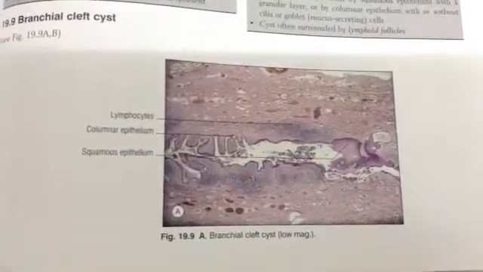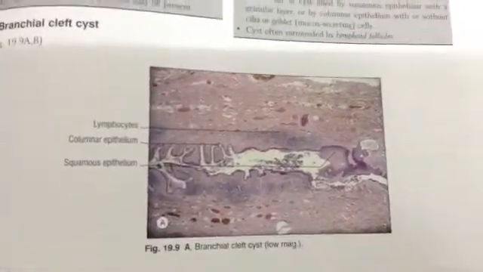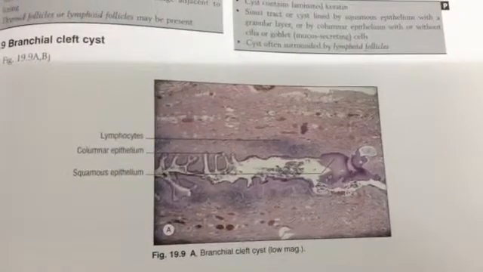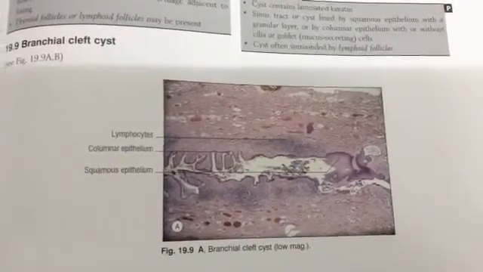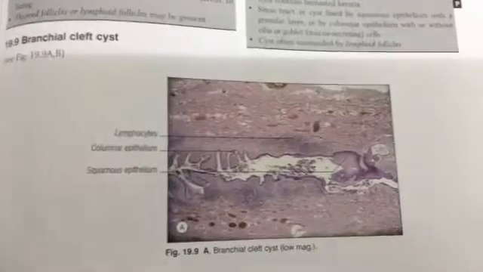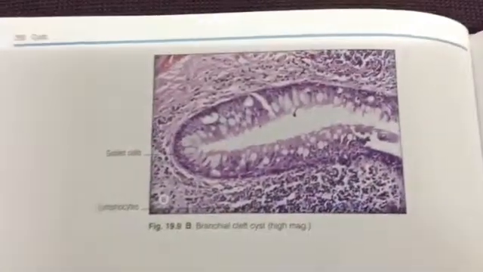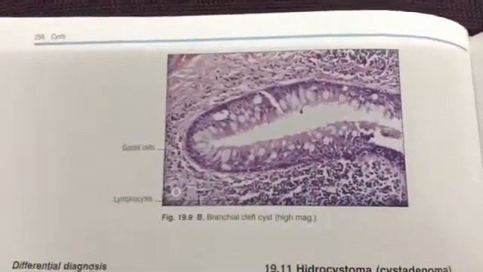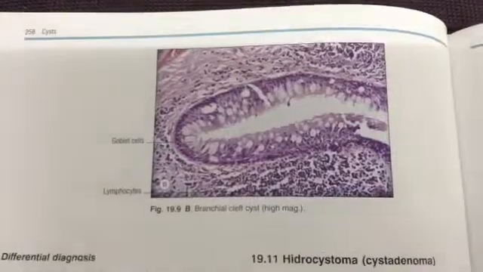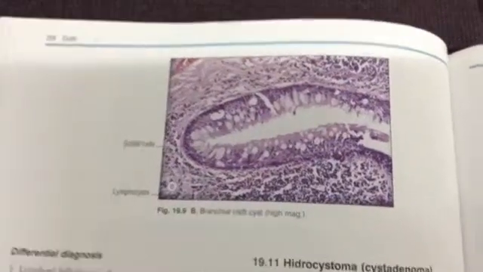And also there is the branchial cleft cyst: squamous epithelium, columnar epithelium, and lymphocytes. Branchial cleft cyst, low magnification and high magnification. You can see the goblet cells inside and lymphocytes.